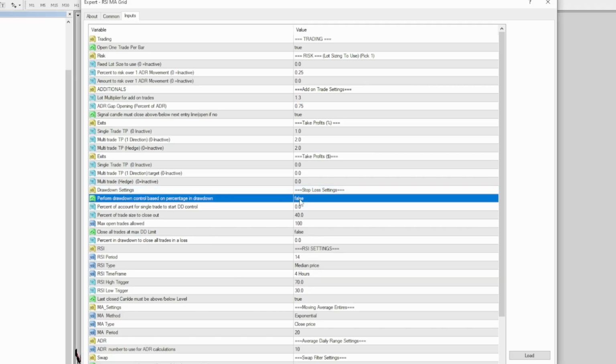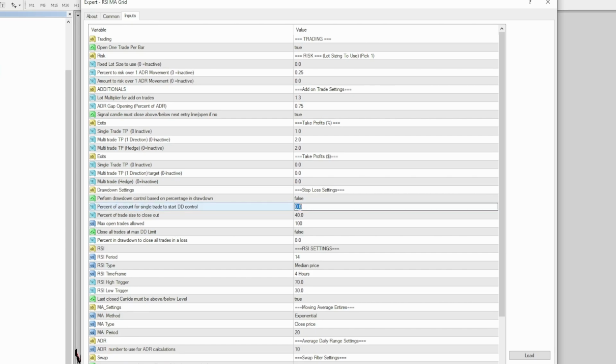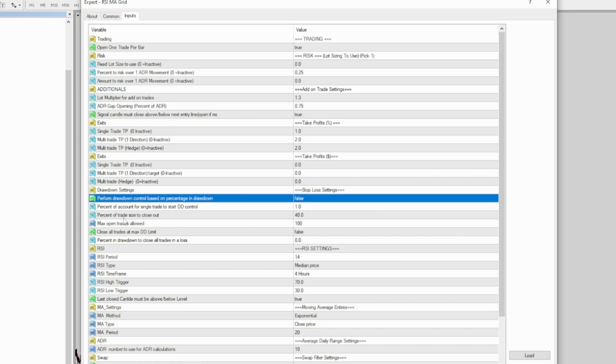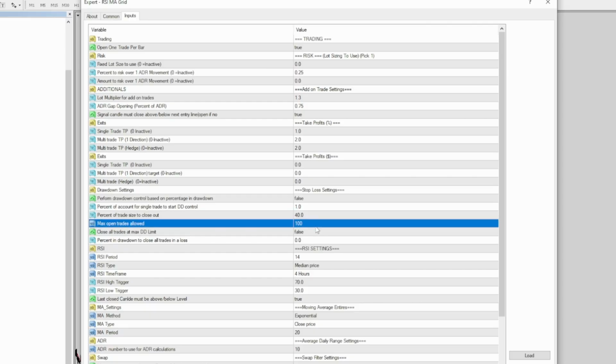Perform drawdown. So if you have this set to false, it's not going to take drawdown control. Set to true, it will now look at the percentage of the account for a single trade to take drawdown control. So each trade individually. So if one position goes into 1% of drawdown, for example, it's going to close off 40% of that lot size. So you're scaling out as you're scaling into the market. Very important setting this.